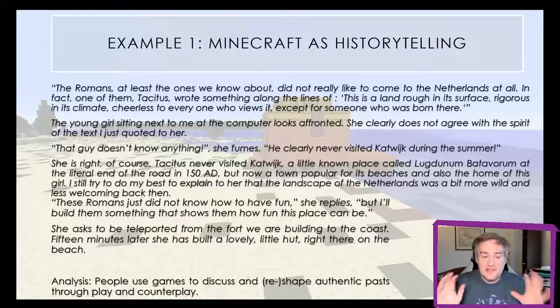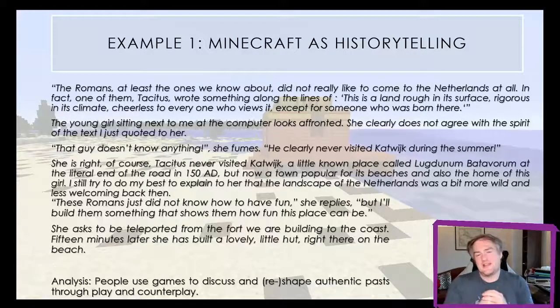The Romans, at least the ones we know about, did not really like to come to the Netherlands at all. In fact, one of them, Tacitus, wrote something along the lines of, "This is a land rough in its surface, rigorous in its climate, cheerless to everyone who views it, except for someone who was born there."